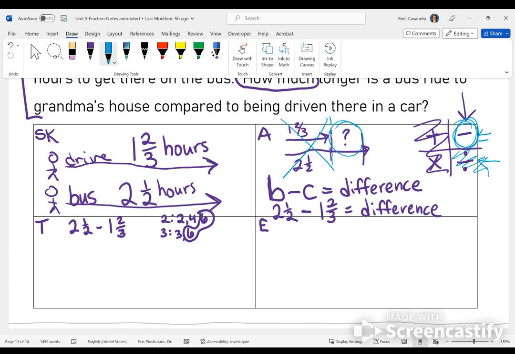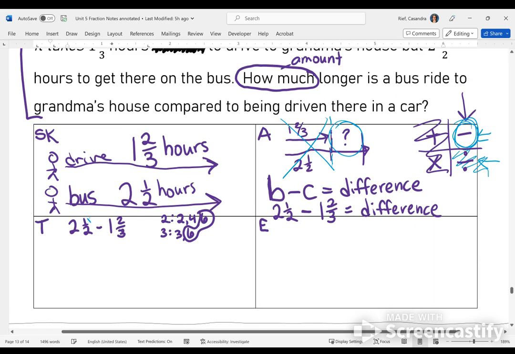So to turn my 2.5 into sixths, I'm going to multiply my numerator by 3 and my denominator by 3. That gives me 2 and 3/6. My whole number doesn't change. Then I can subtract. To turn my 1 2/3 into sixths, I'm going to multiply them both by 2. My whole number doesn't change, but now I have 4/6. All right, so I have 2 and 3/6 minus 1 and 4/6.